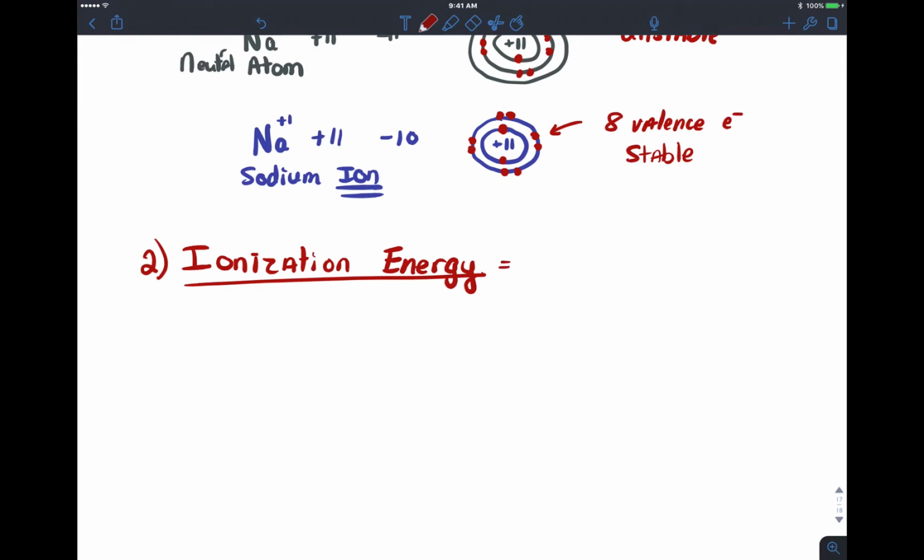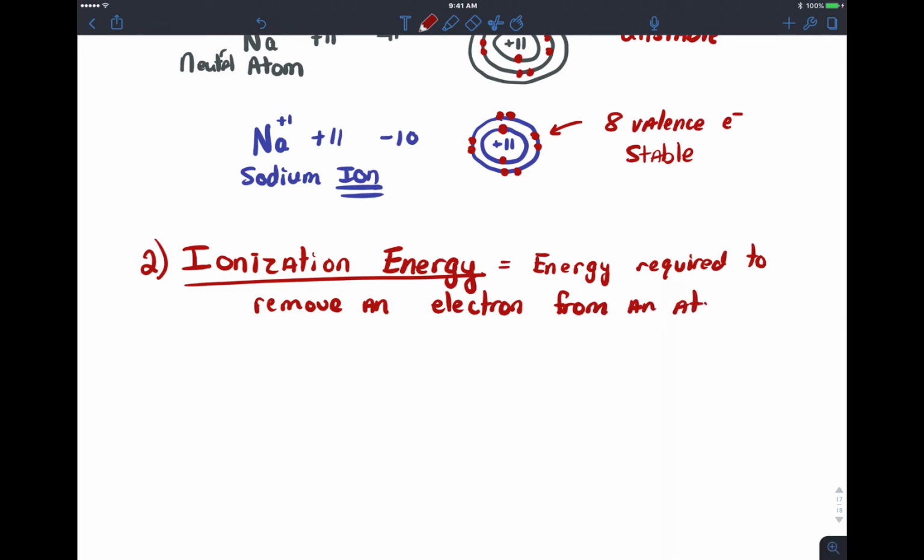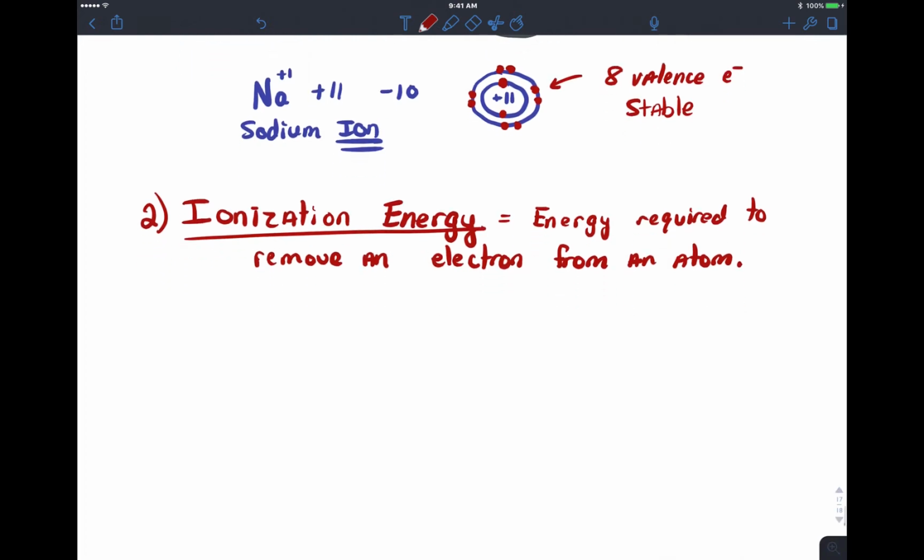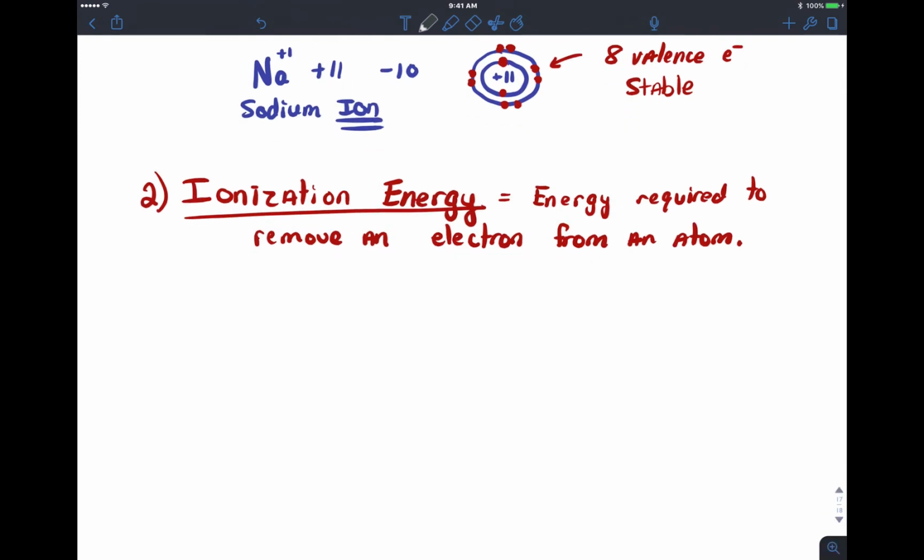All right, now ionization energy, we formed an ion by removing that outermost electron. So our definition for ionization energy is it's simply the energy required to remove an electron from an atom. Okay, we should put in there in the gaseous state, but we're just going to leave it as that for right now. So we have that sodium atom.